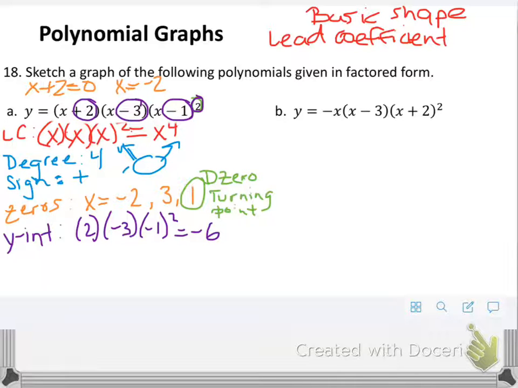Alright, so now we have enough information to sketch a graph. What I'm going to do first is I'm going to label all of my intercepts.